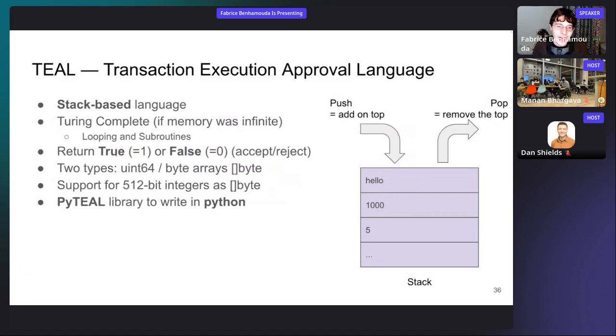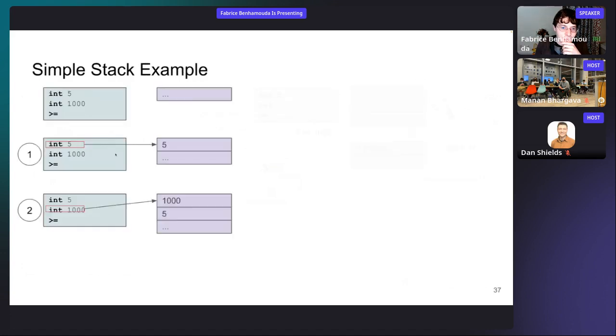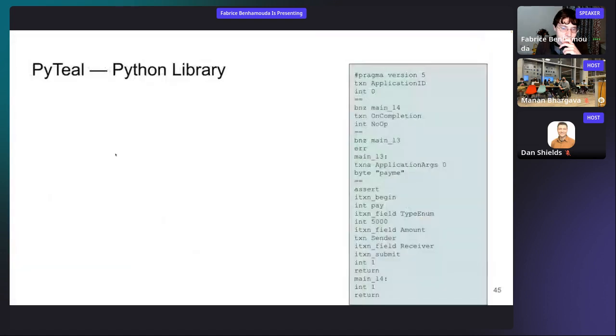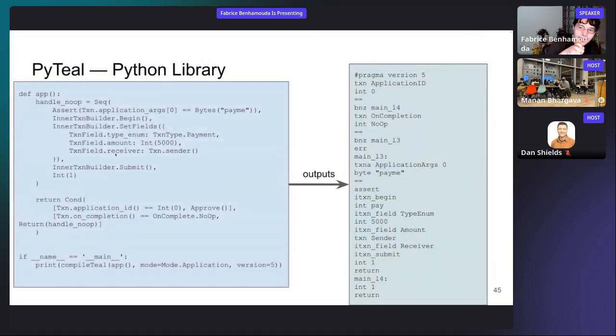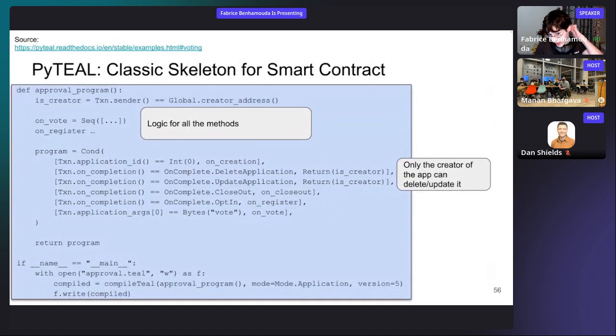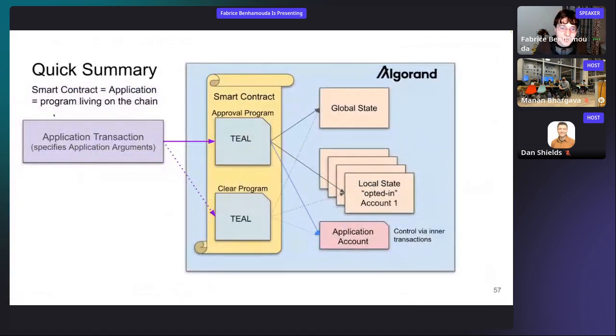The language used on Algorand is a stack-based language, if you have ever seen that. The important thing for you to understand is that you don't write in this language. This language looks like this green thing. You actually write in a Python-like language, which is quite simple. And this is the documentation. I want to show you directly how it looks on the demo.